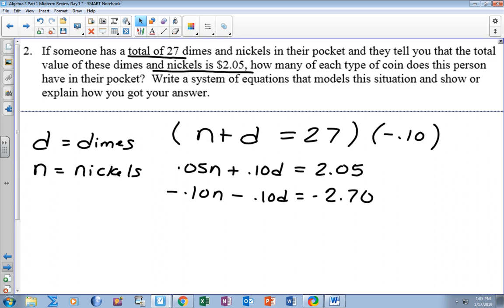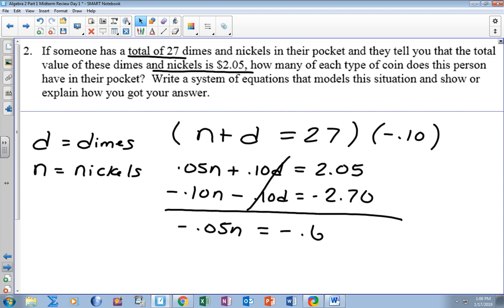So then now I can just combine these two equations together. So the positive and the negative 0.1d goes away. That's a zero pair. And so now I just do the math. I just add. So 0.05n minus 0.10n gives me negative 0.05n. And then 2.05 minus 2.70 is negative 0.65.